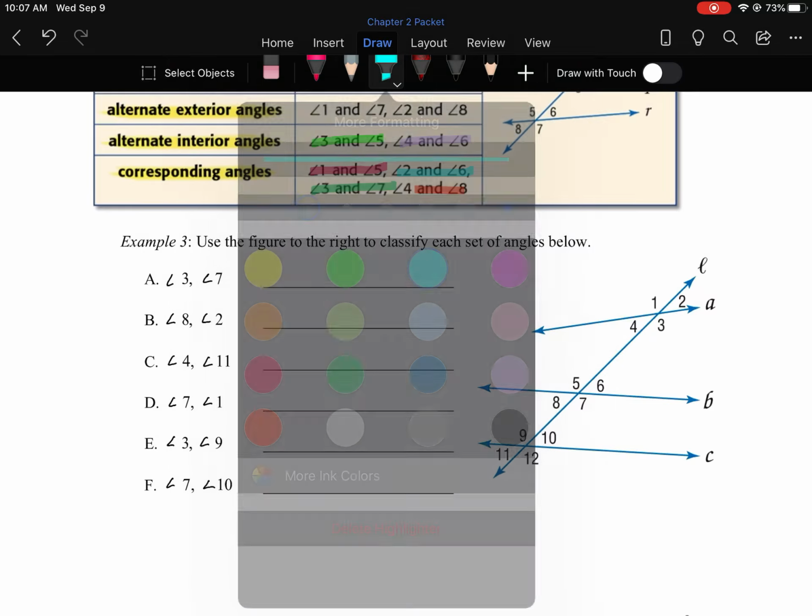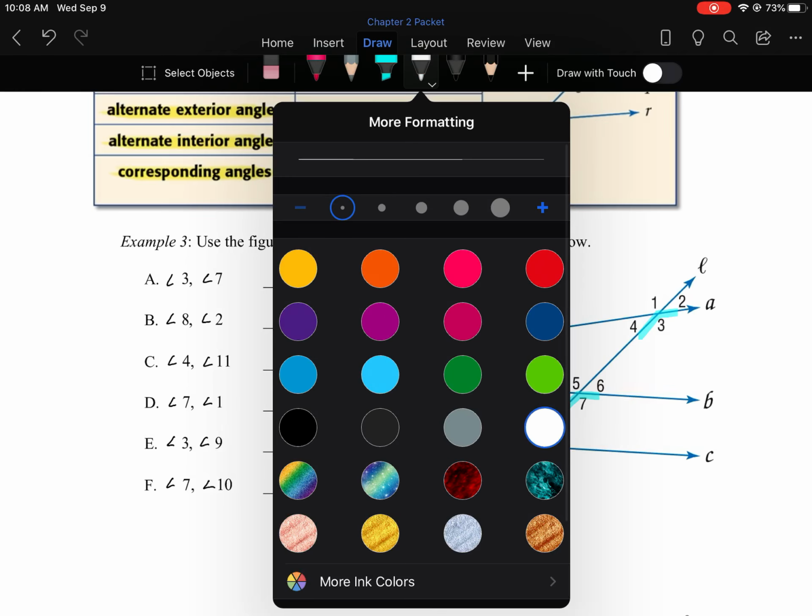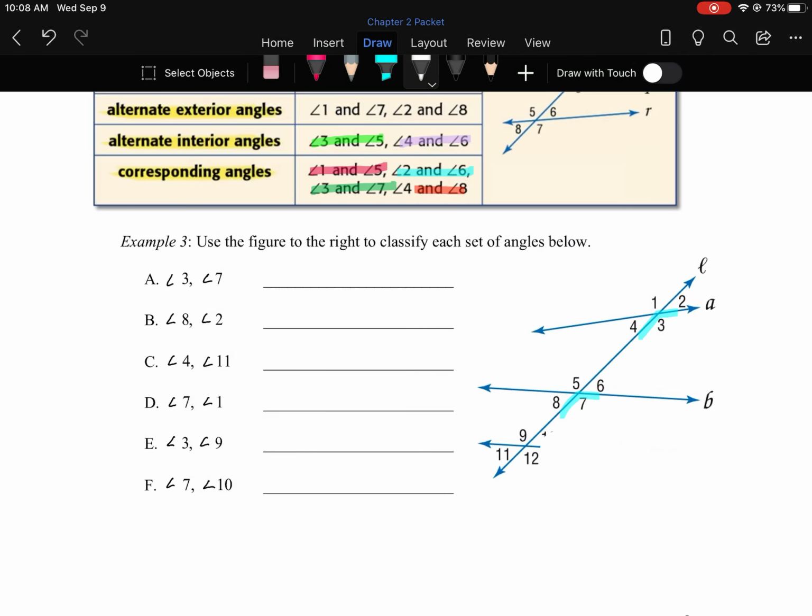First one is 3 and 7. So angle 3 is here, angle 7 is here. I'm going to ignore line C right now, because 3 and 7 have nothing to do with C, and it gets a little confusing. So you can either cover it with your hand or put white out over it. So 3 and 7, they're on the same side, but one is inside, one is outside. So they're not consecutive interior. So that must mean that they are corresponding.